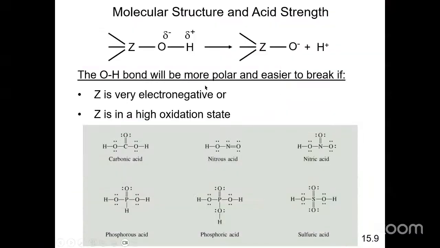So basically, just as we said before, the strength of the bond here will affect the acidity, and the strength, in this case, when it comes to oxyacids, is dependent on these two things I mentioned here: the electronegativity of Z and the oxidation state of Z, the atom that is bonded to oxygen. And these are just some examples of oxyacids.